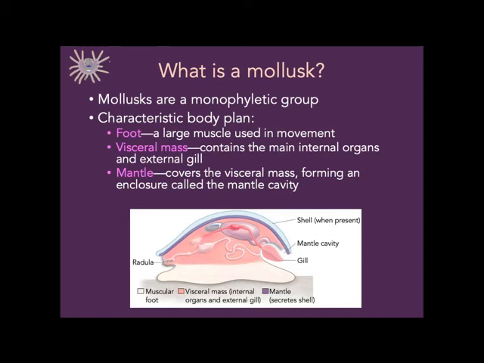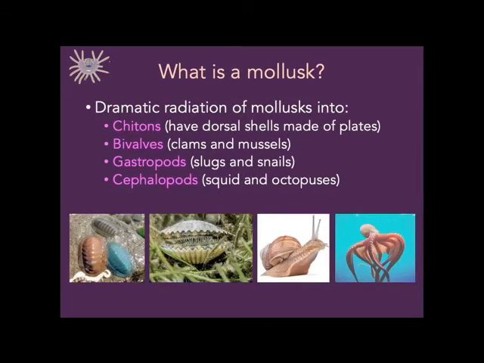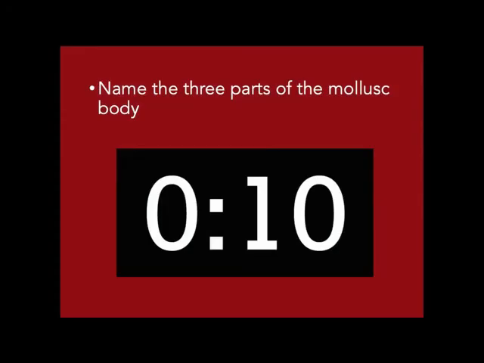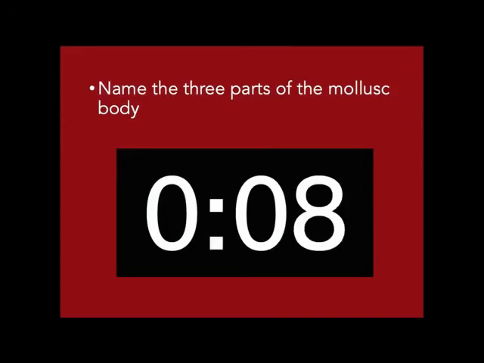So there are four kinds of mollusks: the chitons, Polyplacophora; bivalves, Bivalvia; gastropods, slugs and snails; and the cephalopods, squid and octopuses. All right, what are the three parts of the mollusk body? Visceral mass! Okay, you like that one, huh? What else? Mantle! Yeah, mantle. And then what's the third part? The foot! Yeah, the foot.